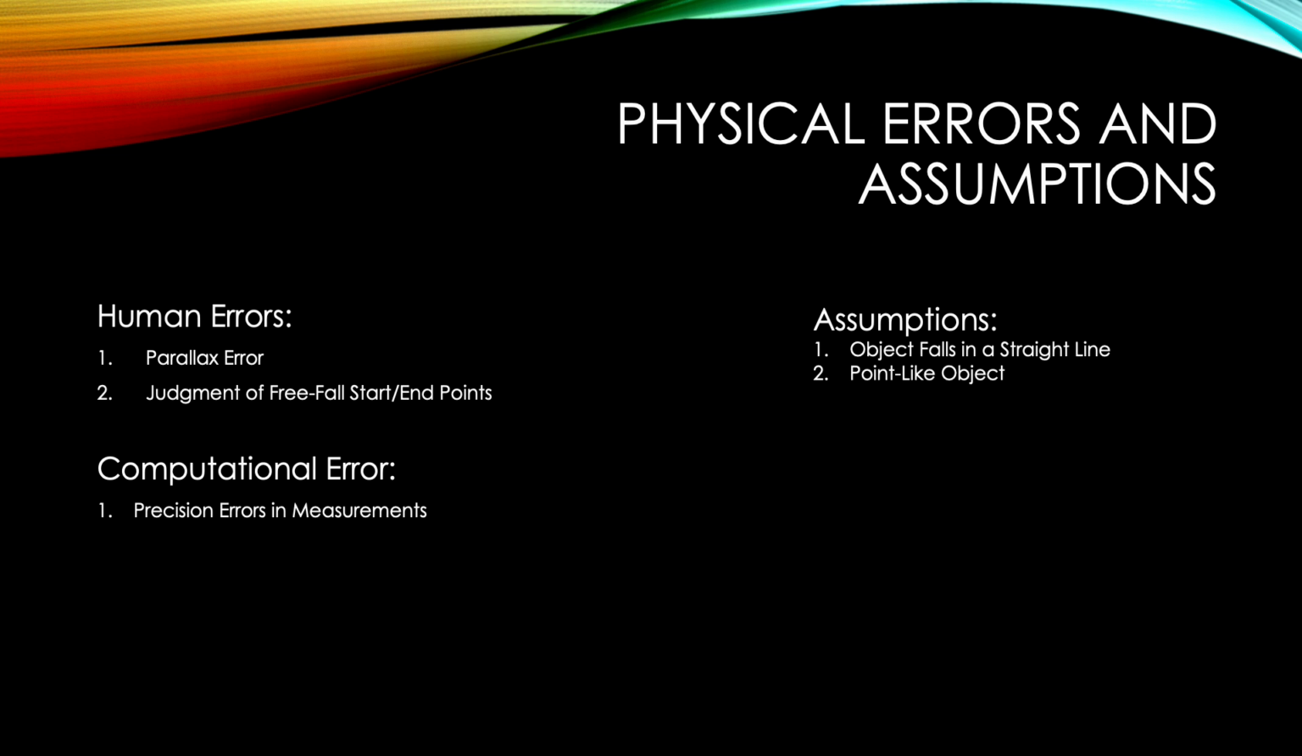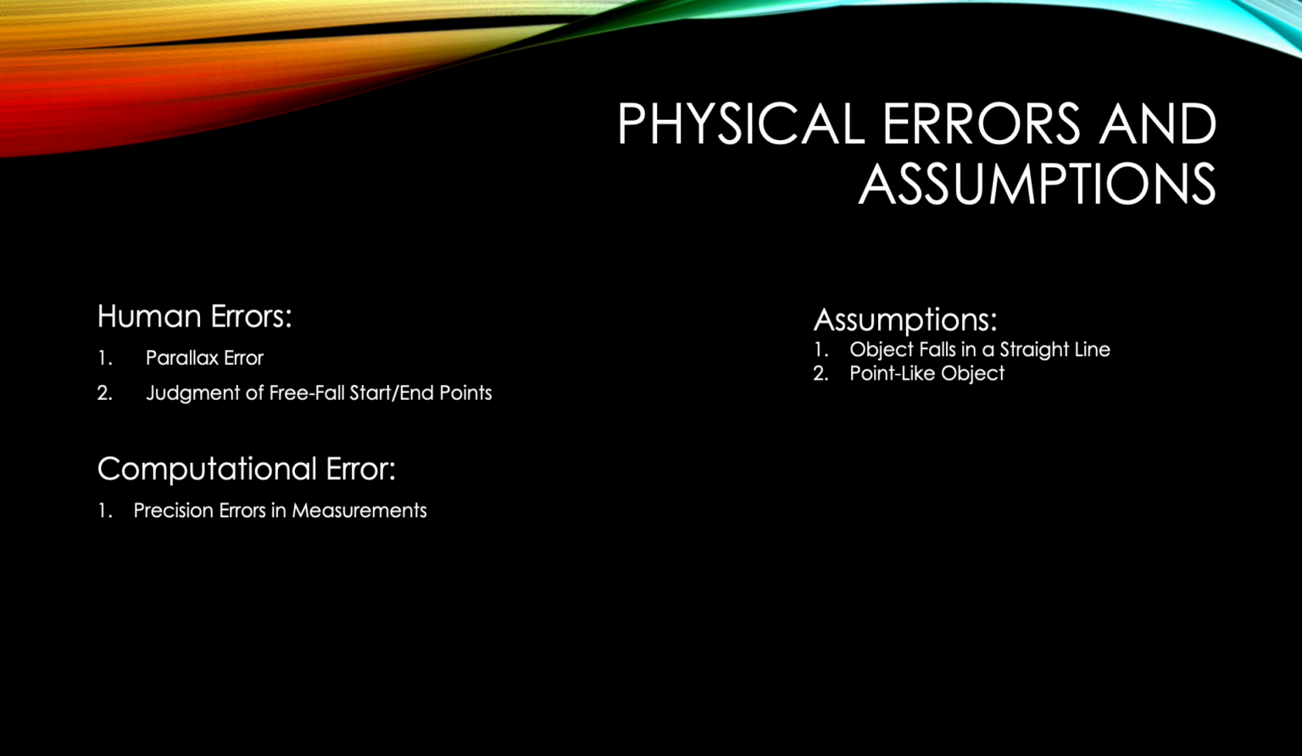Human error: the parallax error. If an observer is not positioned directly in line with the object's path or the measurement markers like rulers or grids, parallax error can occur. This happens when the position is viewed from an angle rather than a direct line of sight. There's also the judgment of the free fall start and end point, a human error that can occur when determining the exact starting or stopping point of the object. Then there's computational error that may occur, such as precision errors in measurement. When using real-world data and computations, the measurements themselves may contain errors due to limitations in the measuring instruments.